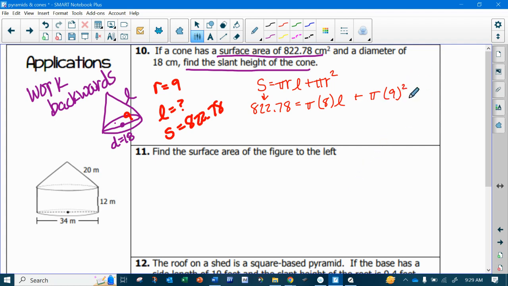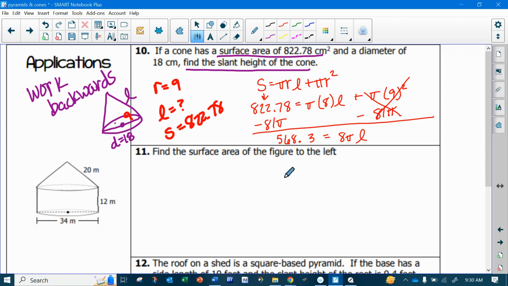So now I know that this number here is 81 pi. So I'm going to subtract 81 pi, because if I subtract 81 pi, this cancels out. So 822.78 minus 81 pi. I'm just saving myself a step instead of finding the decimal of 81 pi. So this is 568.3, and this canceled out, so I'm left with 8 pi times the slant height.